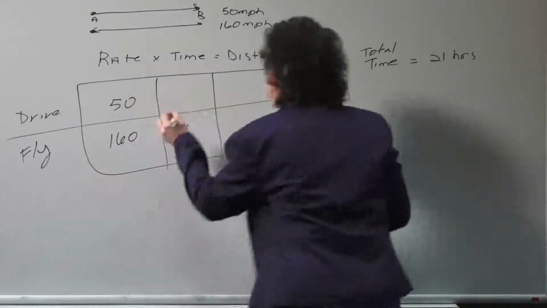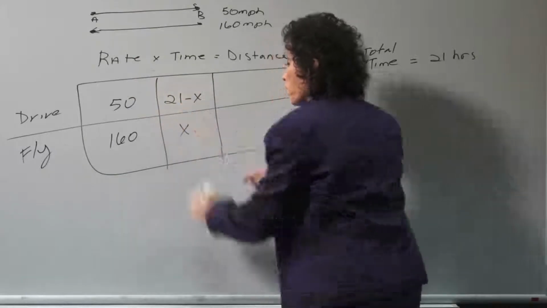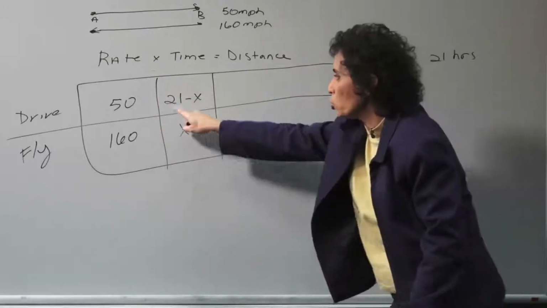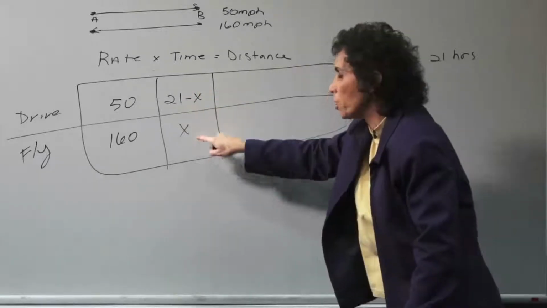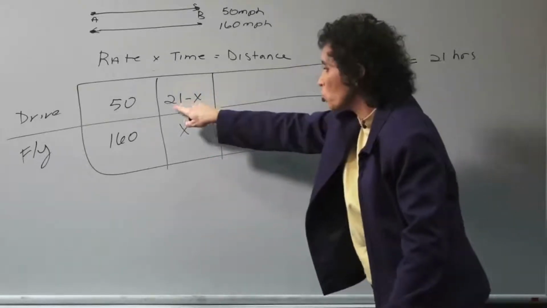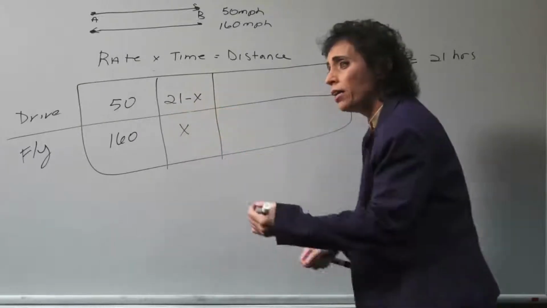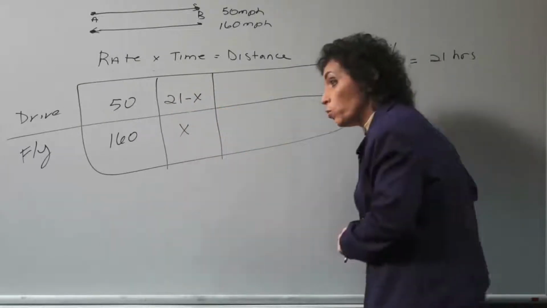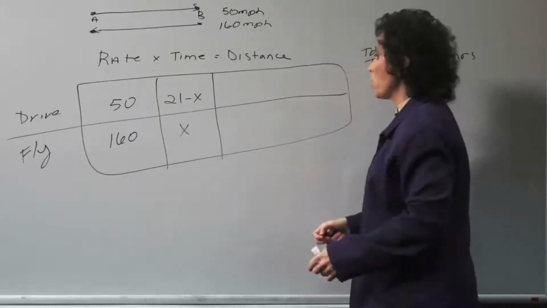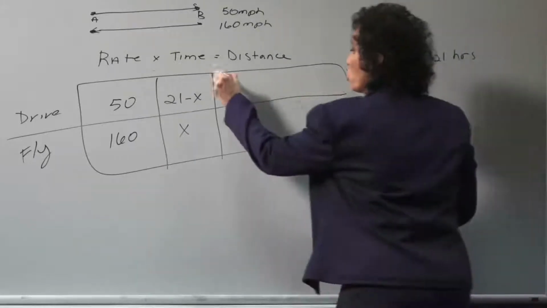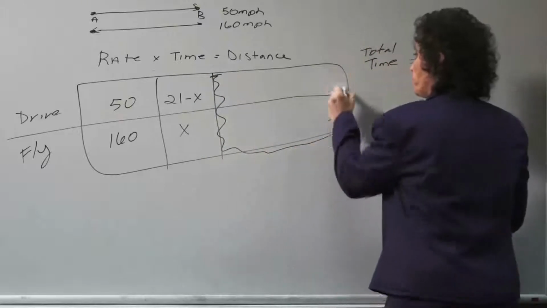I can prove that to you. If x is 6, what's 21 minus 6? That would be 15. And 15 plus 6 is 21. So it's the total minus what you used up, right? Think about that. I had 21 and used up x. So I have 21 minus x. Now, that leaves this as the squiggle.